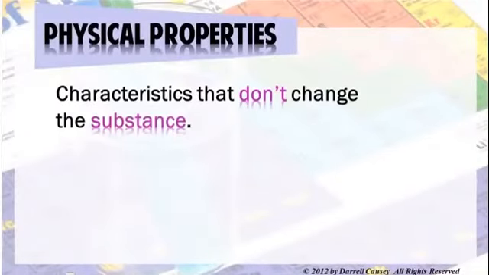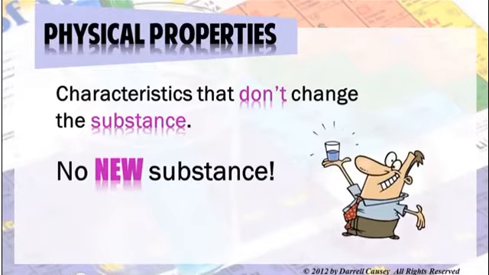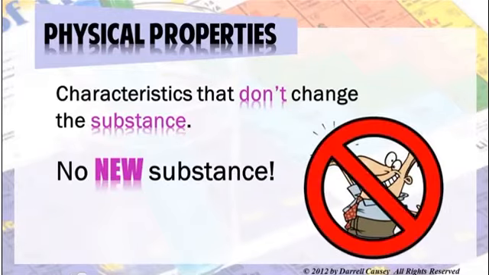Physical properties. Characteristics that don't change the substance. These are properties that involve no new substance. The substance doesn't change, such as tearing paper or cutting a board in half. That's just a change in their shape or structure, but you still have paper and you still have wood. You can even take and dissolve sugar in water, and you still have sugar and you still have water. You've just changed their form. There's no new substance. All right.